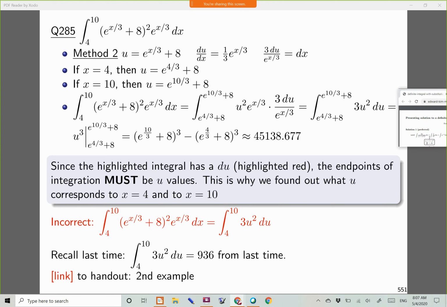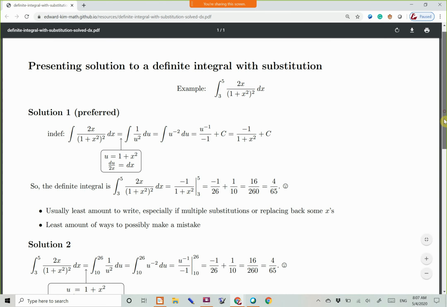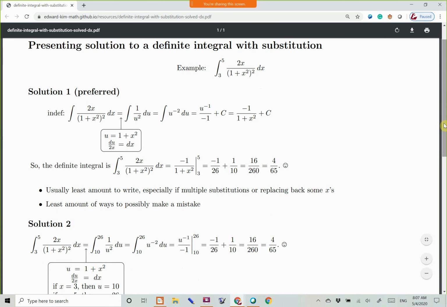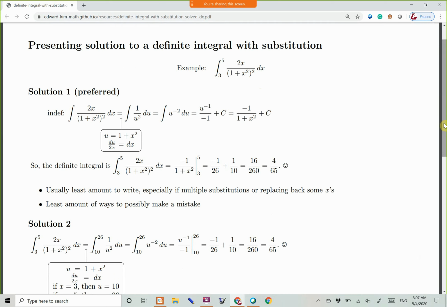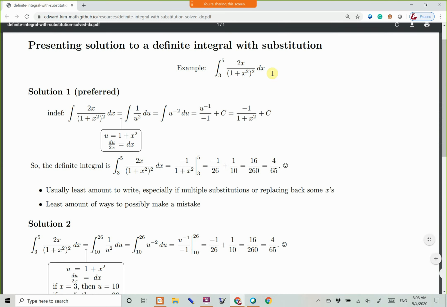Okay, I do have another example that I usually hand out on a sheet of paper, and I thought it would actually be helpful to go through it, so that's what's linked in the slides. I thought I'd go through this example because it's a smaller example, and sometimes it's not good to start with a smaller example, right? But here, centered in the middle, is this example: integral 3 to 5, 2x over quantity 1 plus x squared, then squared, dx.